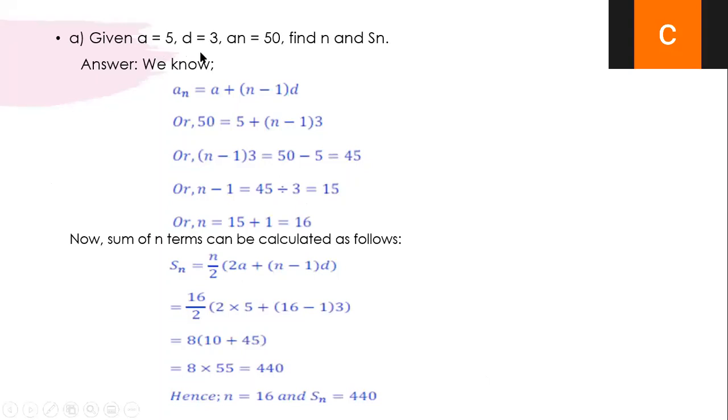By using the A value, D value and 50, we got the N value 16. If you apply that N value in the sum of first N terms, we get 16 by 2 into 2 into 5 plus 16 minus 1 into 3. We are getting the answer 440.